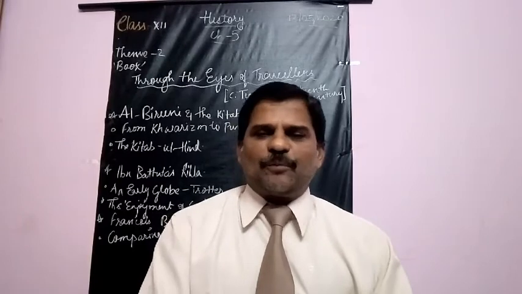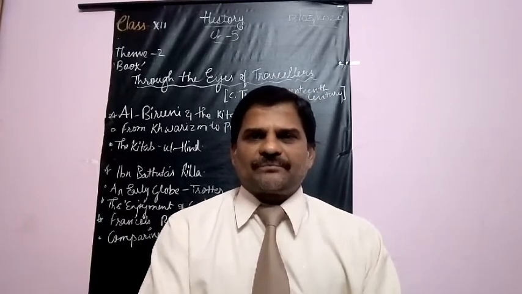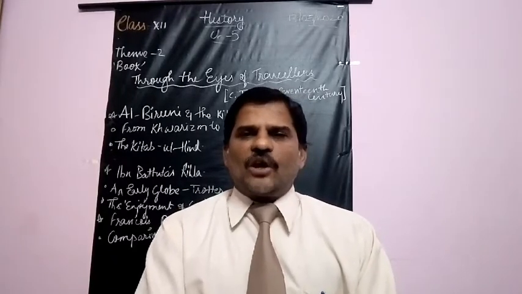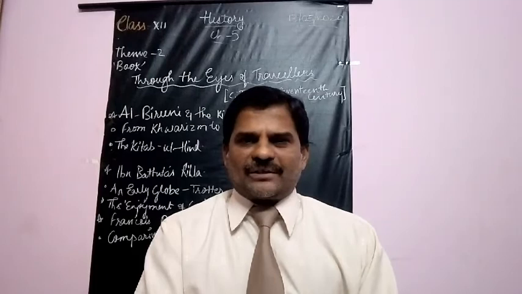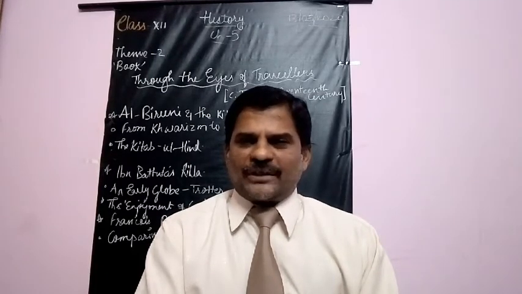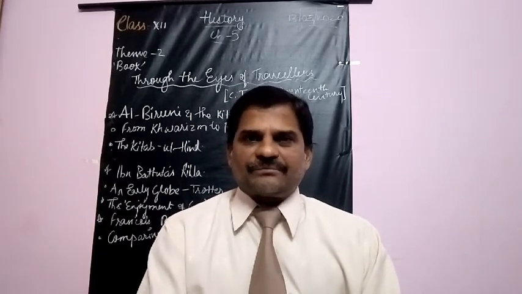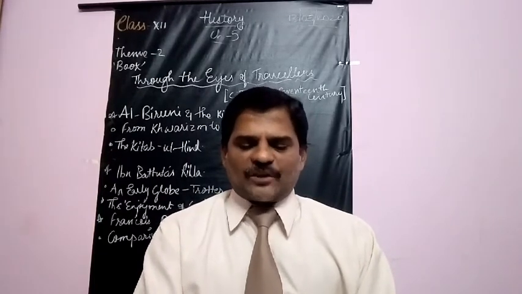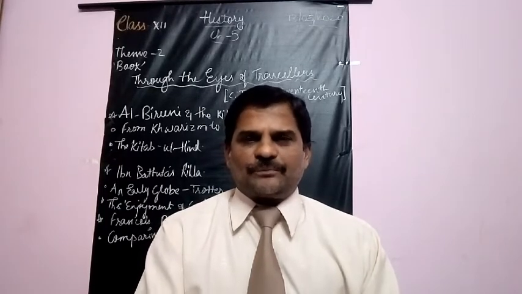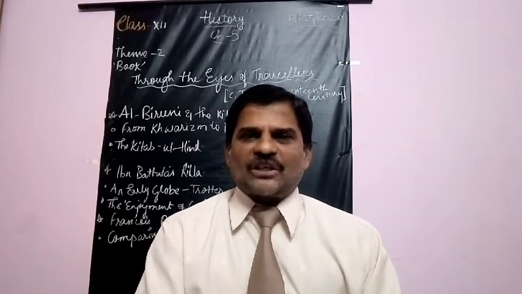Now we will move to another important traveler we will study. His name is Ibn Battuta. Ibn Battuta got the title Globe Trotter. Who got the title Globe Trotter? Ibn Battuta. He was born at Tangier in Morocco. Tangier is a place in Morocco, and Morocco is a country in West Africa.